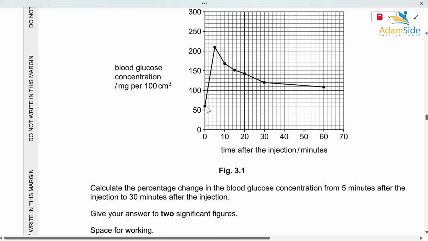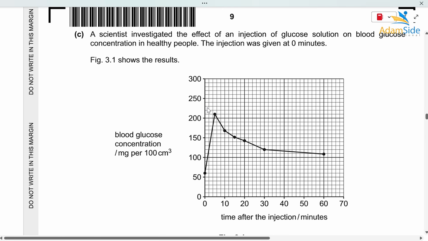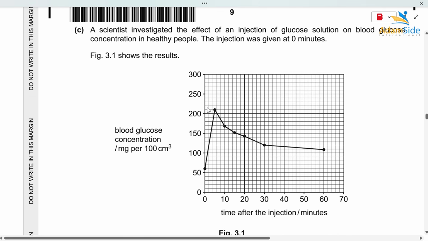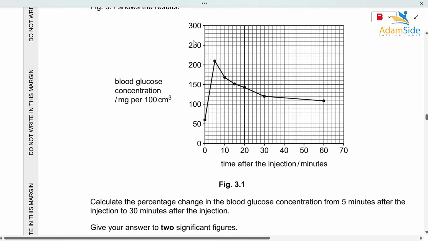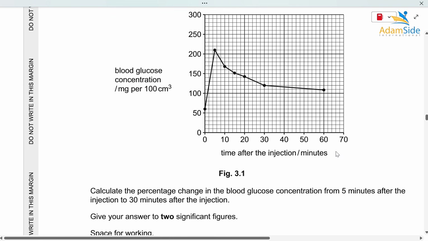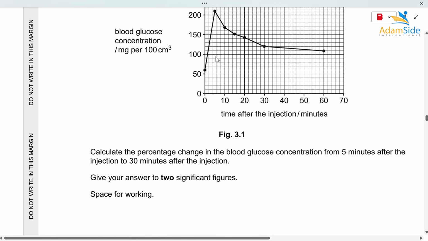The question says the scientist investigated the effect of injection of glucose solution on concentration in a healthy person. The injection was given at 0 minutes. So we can see on the y-axis the concentration and the time taken. Calculate the percentage change in blood glucose concentration from 5 minutes after the injection to 30 minutes. So we come here at 5 minutes, the concentration will be 210 according to the scale. So at 5 minutes, it's 210, but what about 30 minutes? At 30 minutes, it's going to be 120. This is 100, 110, 120.